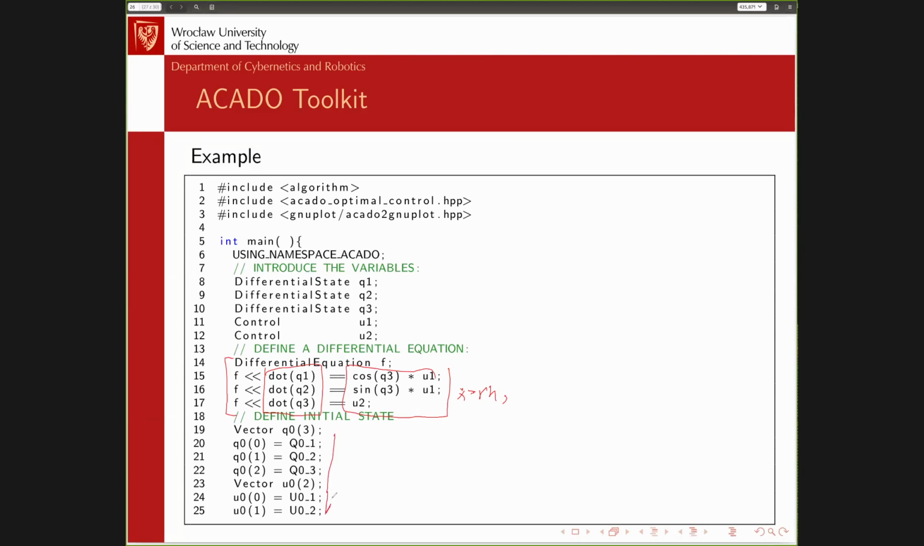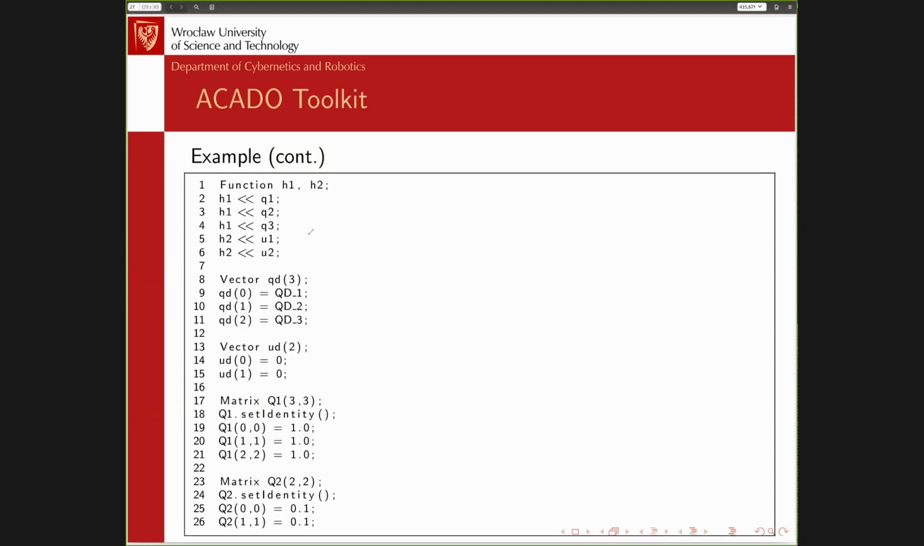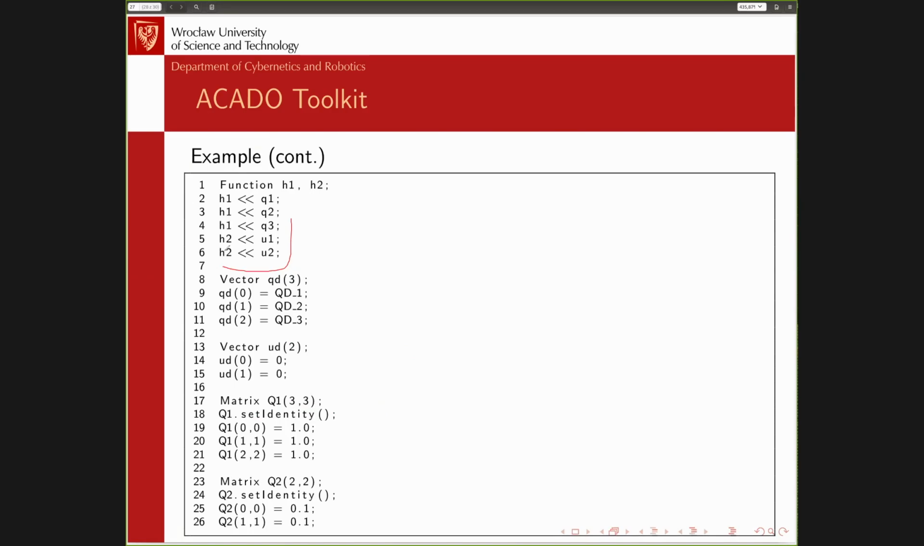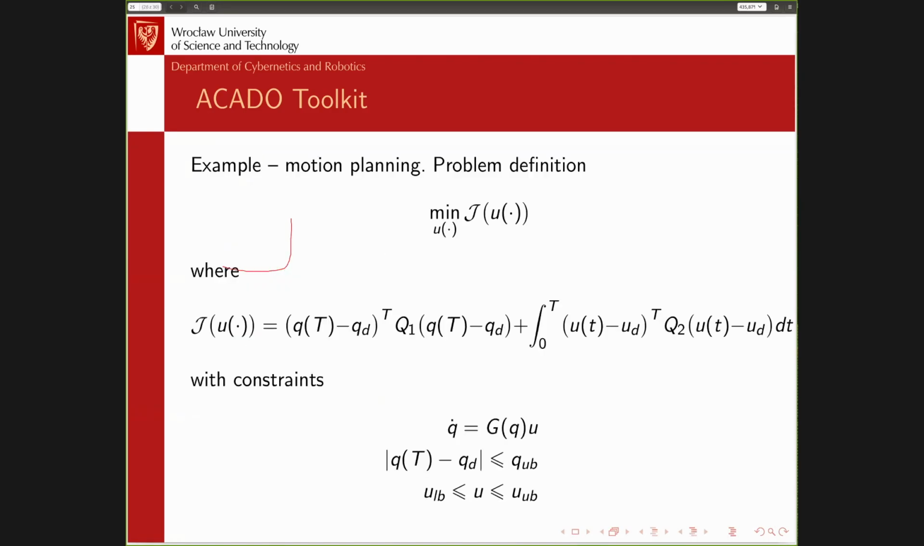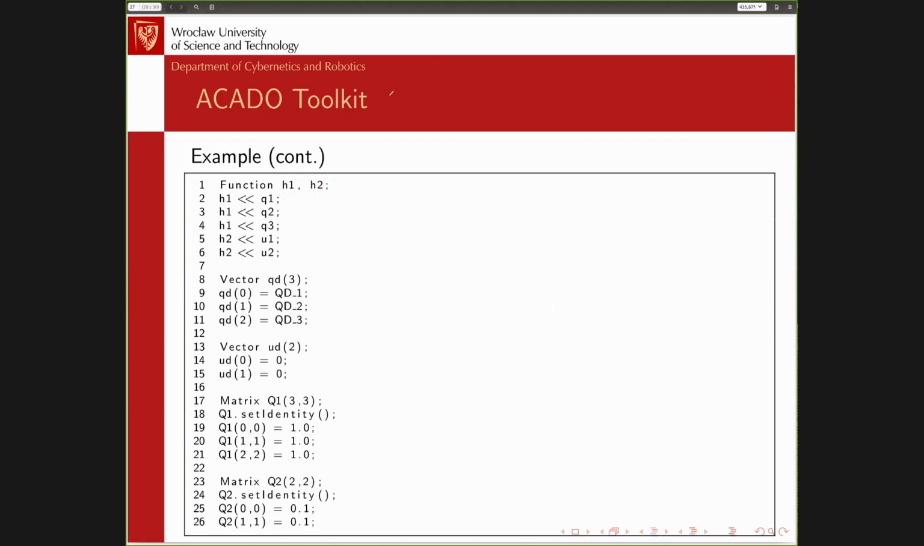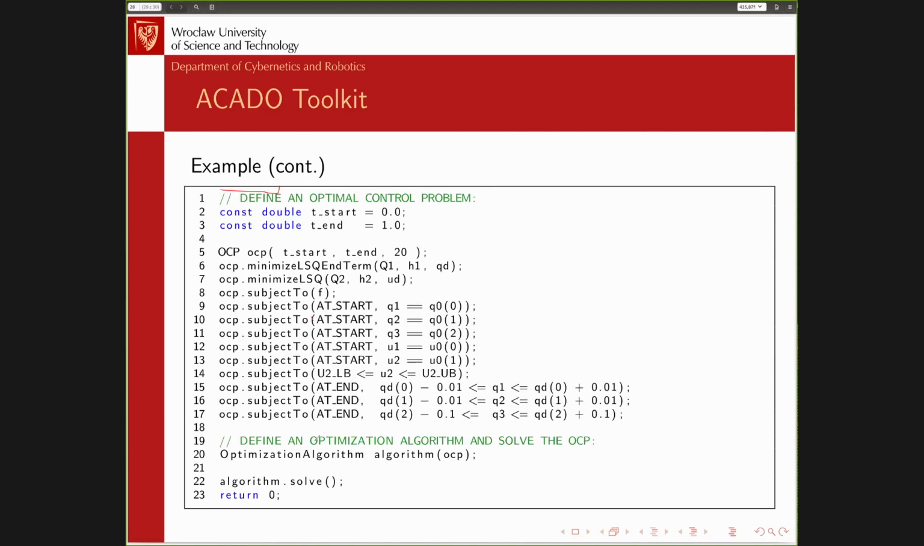We define some initial condition. Those are the functions which describe those terms, the first one and the second one. Both are in quadratic form, so those are the functions. We have the final state. We define the constraint, our matrix, and here is the code which in fact defines the whole problem.